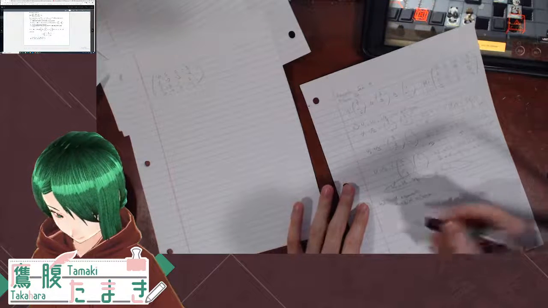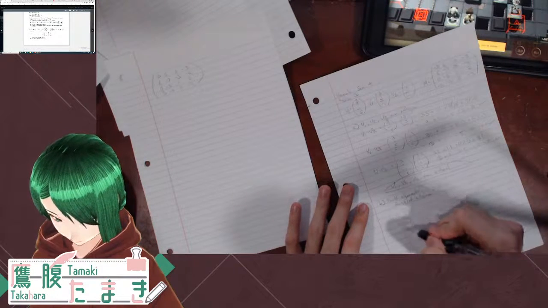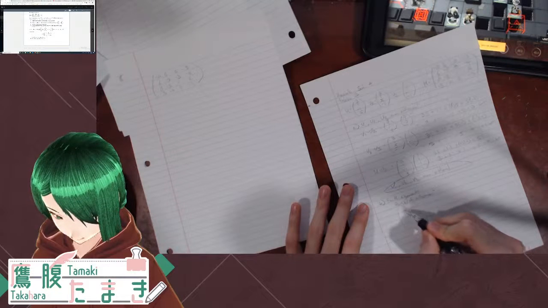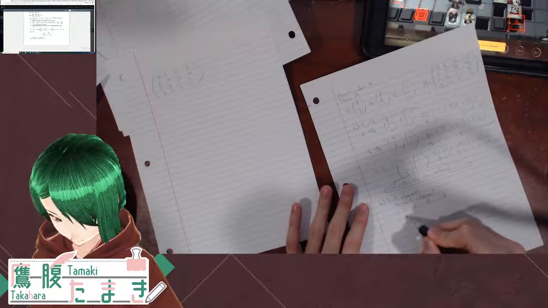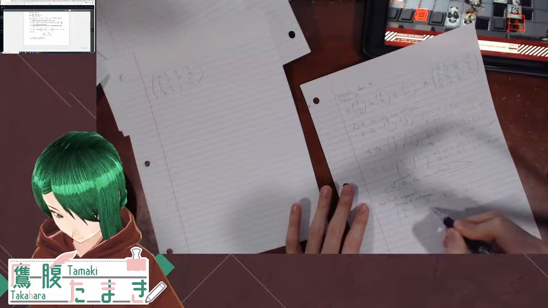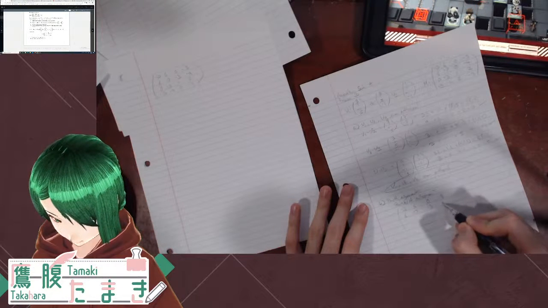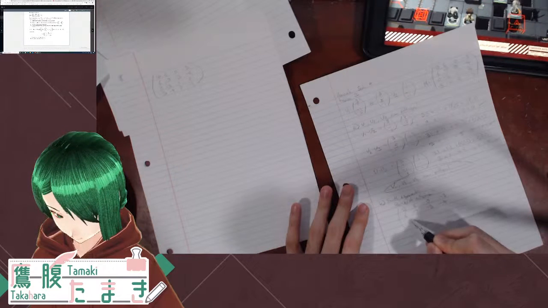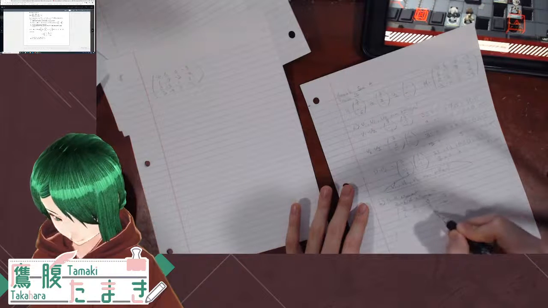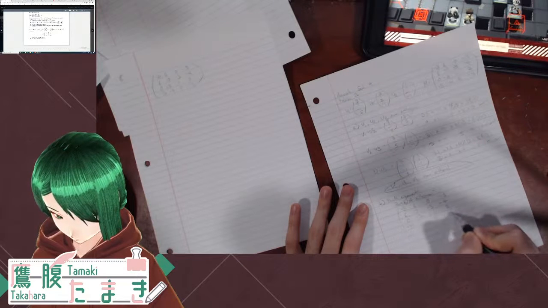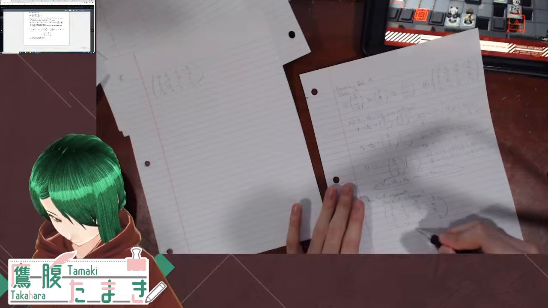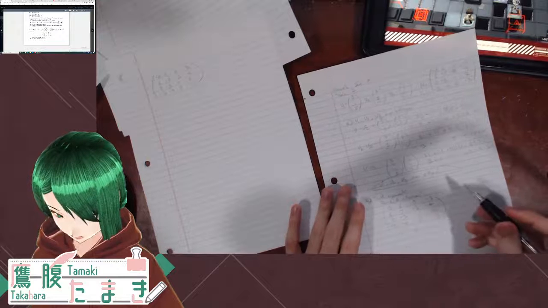Let's see, so we're going to do row reduction. So that's going to be -3, 6, 0, -3, 6, -7, -3, -4, 0, -3, 1, 2, and -3, -4, 2, -3. Okay. And we'll just start row reducing.